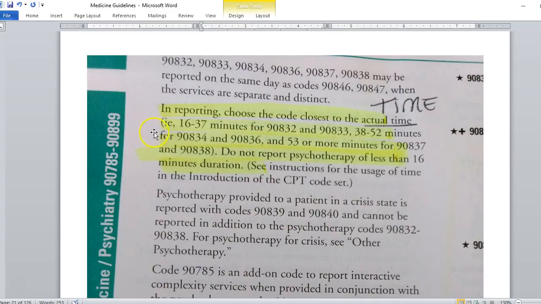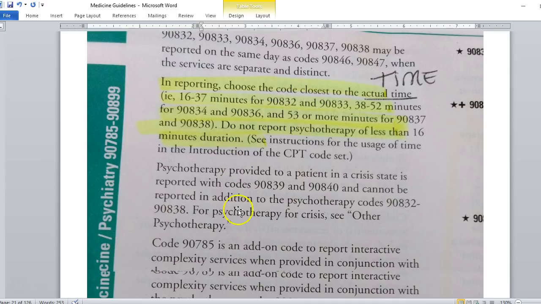As it goes on to tell us, in reporting, choose the time closest to the actual time. Okay, so 16 to 37 minutes, 38 to 52 minutes. So again, when you go through and you look at these codes based on time, keep in mind, we're going to be able to round up a little bit with these codes, okay?